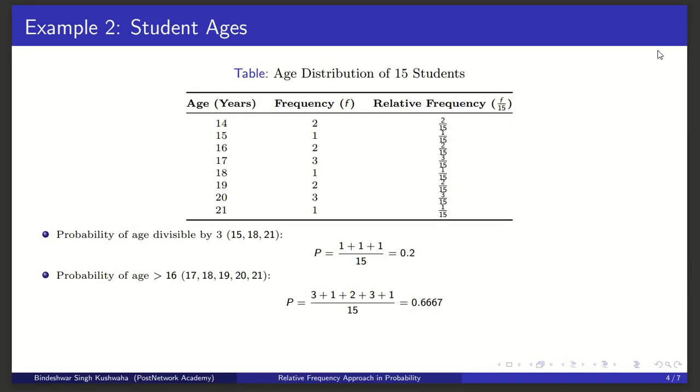Let us see the second one, probability of age greater than 16. You can see that 17, 18, 19, 20, 21. If I take the frequencies, 3 plus 1 plus 2 plus 3 plus 1 upon 15, and that will come to 0.667. Let us see probability of age greater than or equal to 18. You can see that 1, 2, 3 and 1. You will add them all and divide by 15, and that will come to 0.4667.